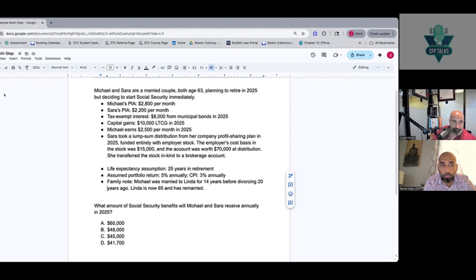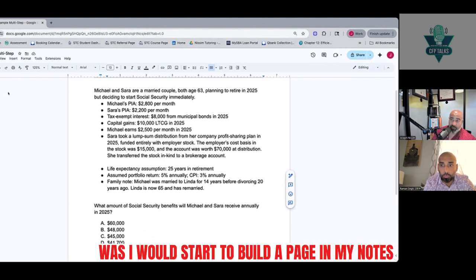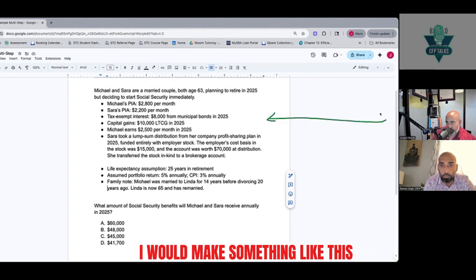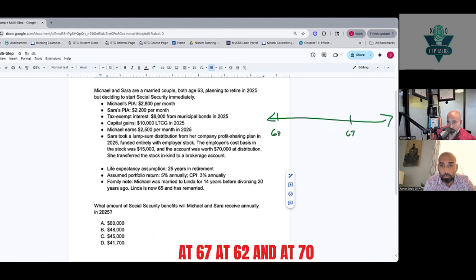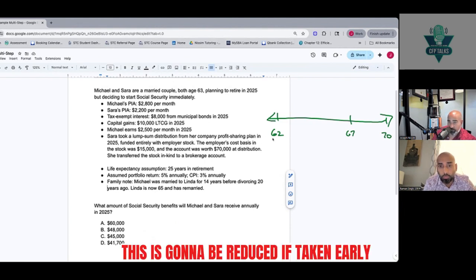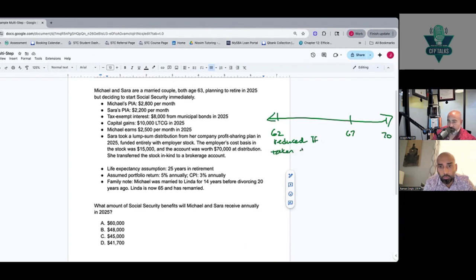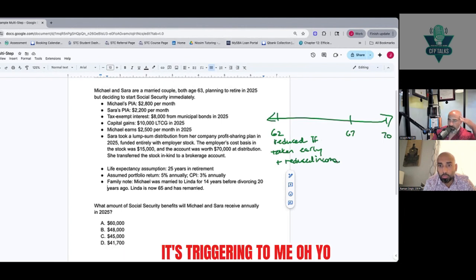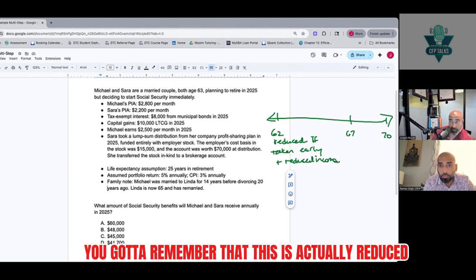taking CFA was I would start to build a page in my notes on Social Security. And what I would do is I would make something like this. I would make a timeline, at 67, at 62, and at 70. And then I would kind of start making notes. Here's a little map for myself. This is going to be reduced if taken early, plus reduced for income. That way, if I get a question like this and I come back and I'm just looking at my notes, it's triggering to me, oh, you've got to remember that this is actually reduced.